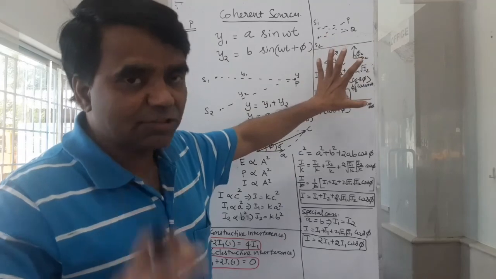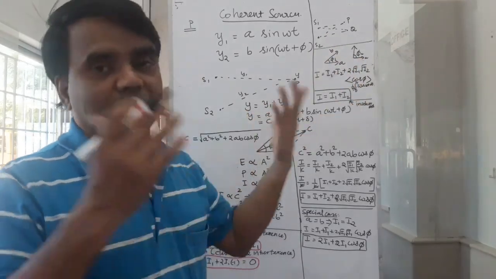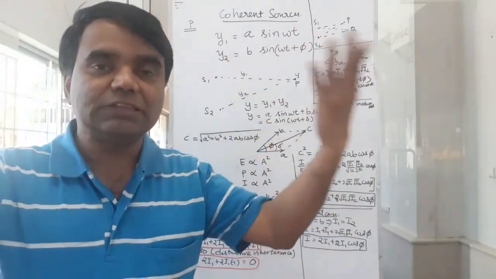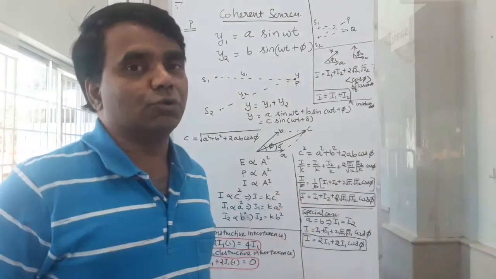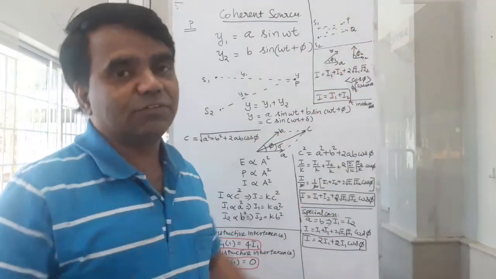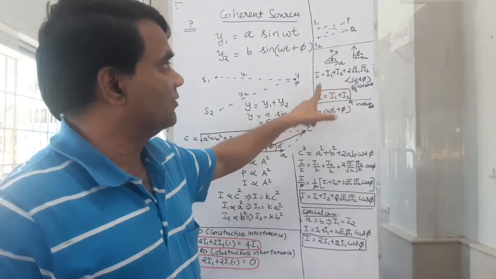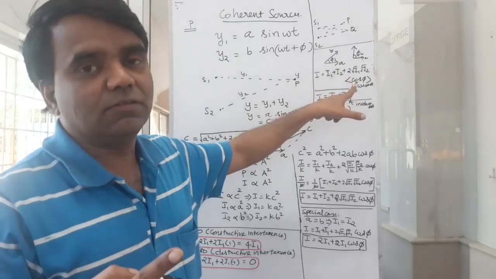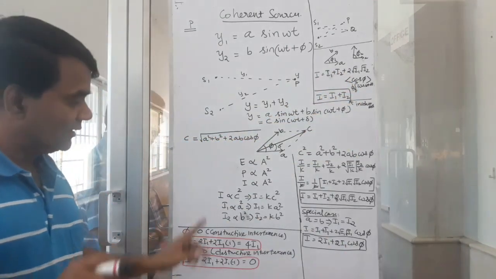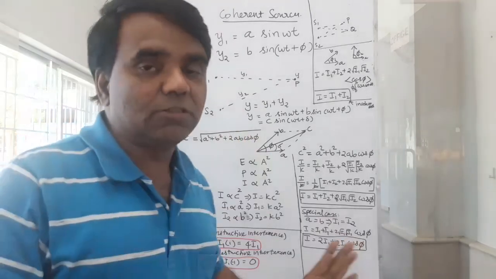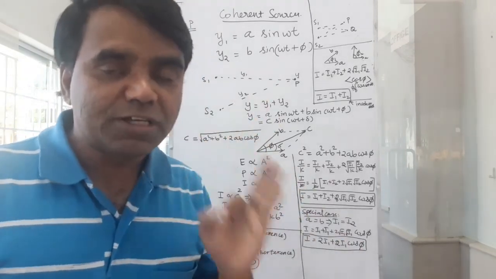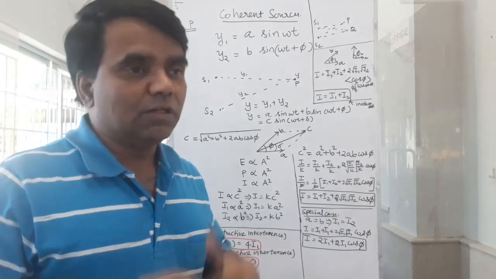I just wanted to let you know why you don't find interference patterns in real life, and when you bring two sources, two bulbs, you don't see interference patterns all that easily. It's because they are not coherent. Interference patterns can be observed only when you have coherent sources. I hope this is clear to you.